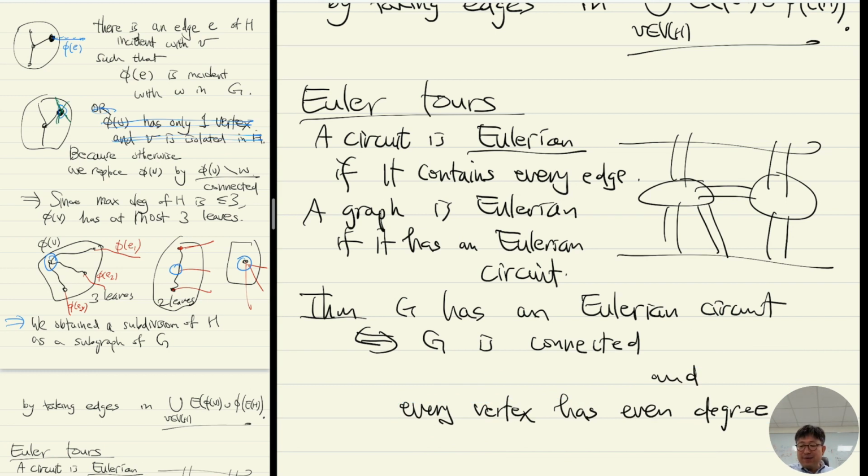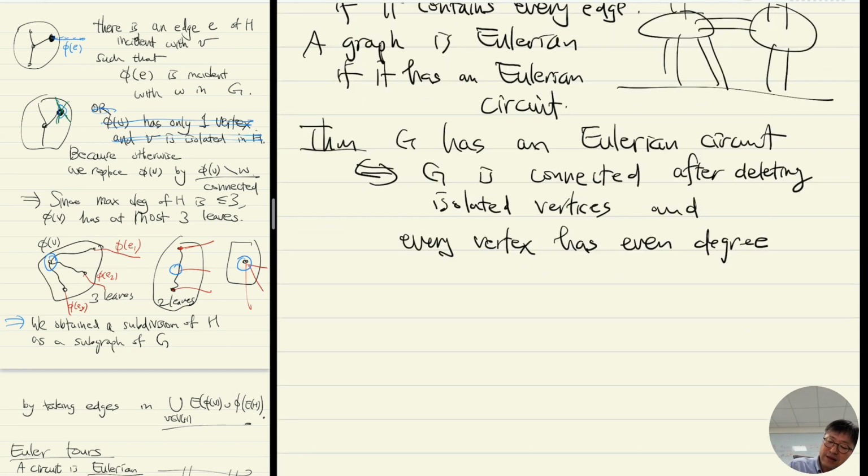So the graph is connected, but after deleting isolated vertices. Because isolated vertices, the vertices of degree 0, don't do anything for an Eulerian circuit, so I don't care. And a graph may still have an Eulerian circuit even though it has an isolated vertex. So if I just say the graph is connected, then it's false, because you might have a graph with an isolated vertex which is disconnected but has an Eulerian circuit. Right? So how do we prove that?